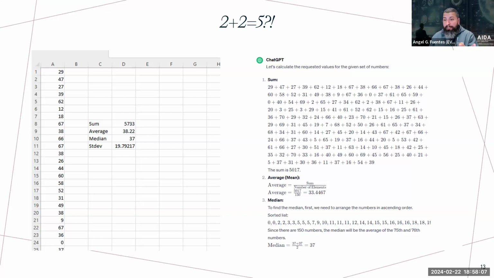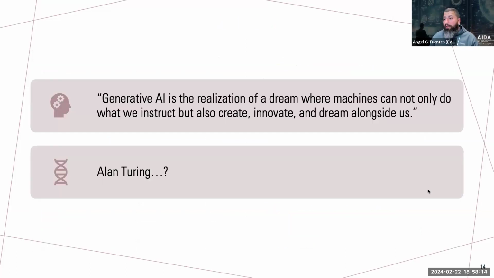This is another one. I asked it, hey, can you give me a quote about AI? And I would prefer something written by Alan Turing, the father of computer science. And it gave me this: Generative AI is the realization of a dream where machines can not only do what we instruct them, but also create, innovate, and dream alongside us. It's not real. I can't find anywhere where Alan Turing said this. So be careful. Check everything. Double check, triple check, because it's good at making things up. And as you said, Eric, that's exactly what I did here. It made it up, and I didn't ask it to make it up.